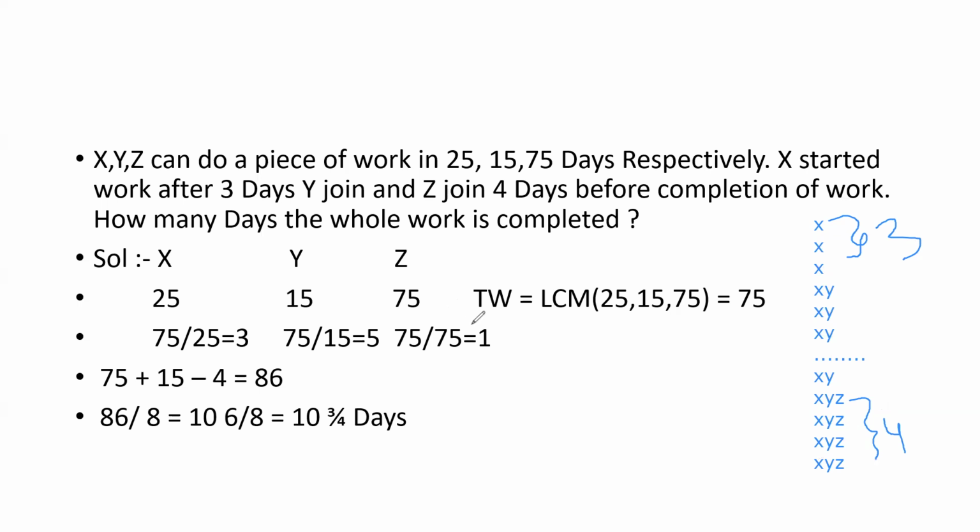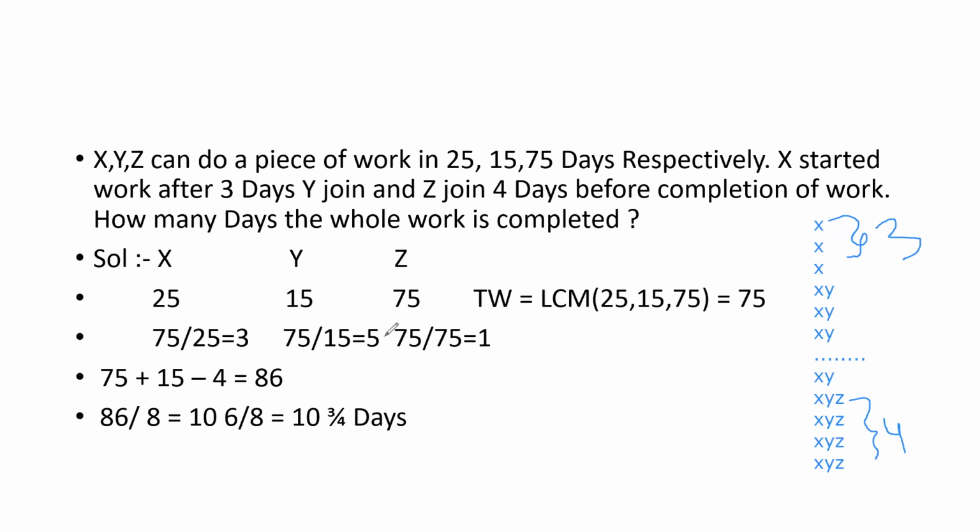Z can do 1 unit per day. Therefore, 4 days, therefore 4 units. So we can subtract these 4 units from the total work. Therefore, we get 75 plus 15 equals 90. 90 minus 4 equals 86. Therefore, a total of 86 units of work is done by X and Y only.